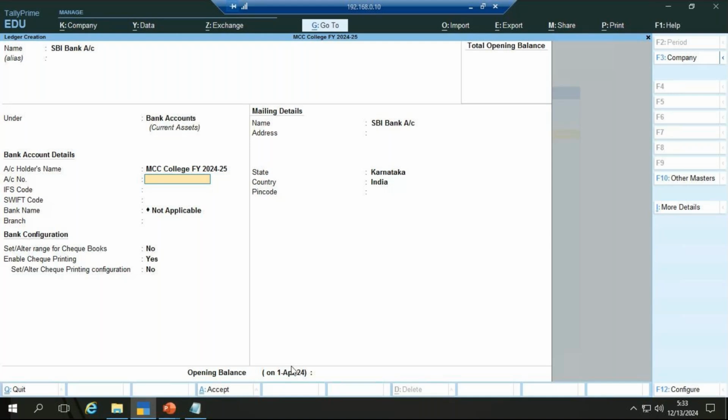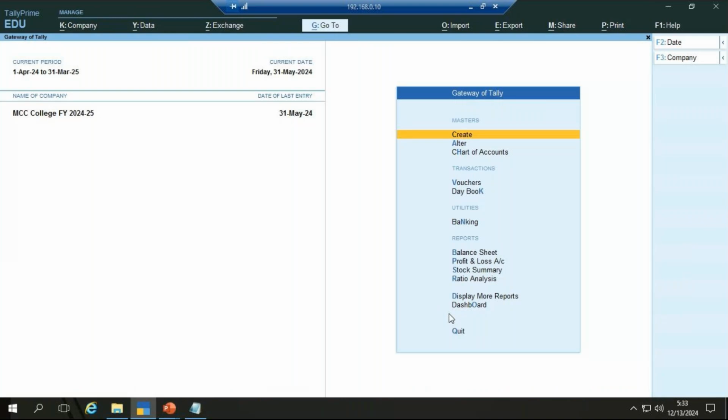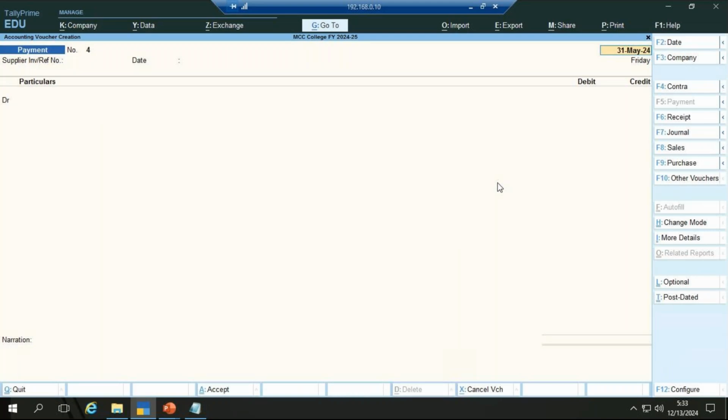Yes, ma'am. Fine then. So use Control A to accept all the ledgers. So use Escape. Come to Gateway of Tally. So to pass the receipt voucher, the path is Gateway of Tally, Transaction, Voucher, and the function key for receipt voucher is F6. You can directly press F6, otherwise on the right side it is displaying receipt. So just click on this receipt voucher.